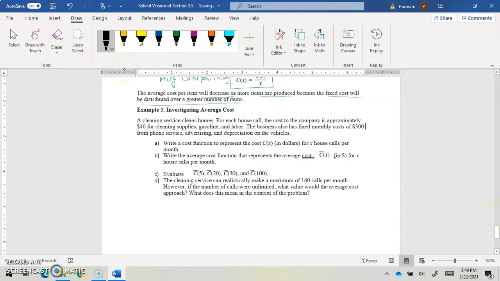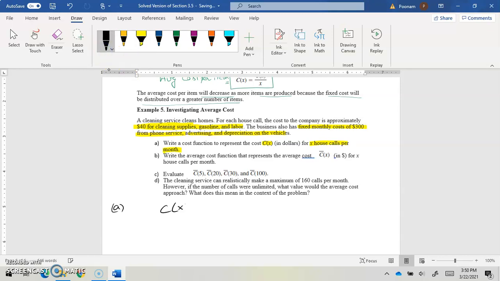A cleaning service cleans homes. For each house call, the cost to the company is approximately $40 for cleaning supplies, gasoline, and labor. The business also has a fixed monthly cost of $300 from phone services, advertising, and depreciation of the vehicle. Write the cost function to represent C of X in dollars for X house calls per month. So we have to write the cost function for one month.